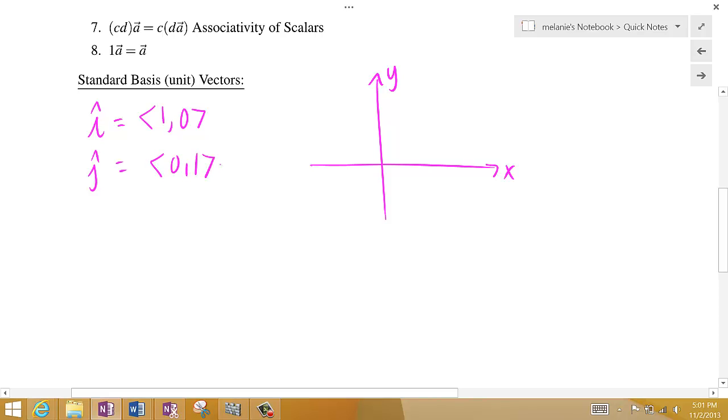If we were in 3 dimensions, I would be 1, 0, 0, J would be 0, 1, 0, and we would have vector K that is 0, 0, 1. So graphing these, we get these vectors right here, 1 unit long. If I make them position vectors from the origin, this is vector I, this is vector J. So I can take that information and I can rewrite any vector in terms of these standard unit vectors or standard basis vectors.